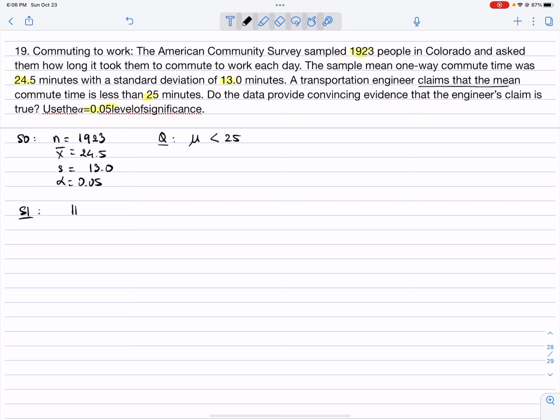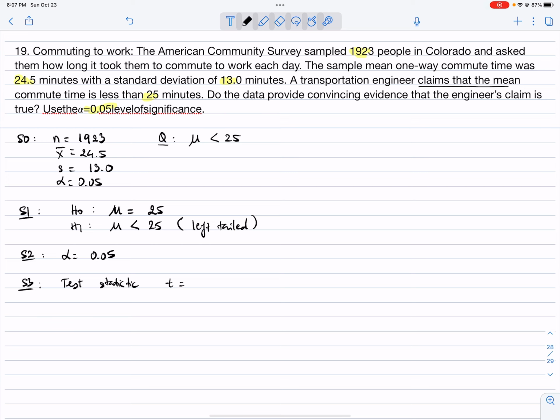So step number 1, we set up the null and alternative hypotheses. The mean is always equal to 25 in the null. The alternative is opposite to the equal sign. In this case, we will use less than because the problem mentioned less than, and we will use the left tail. Step number 2 is choose alpha, and we already have alpha 0.05. Step number 3 is the test statistic.